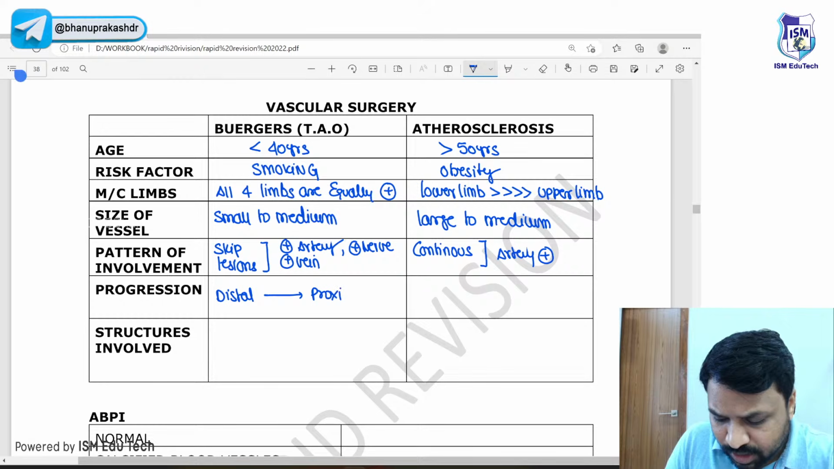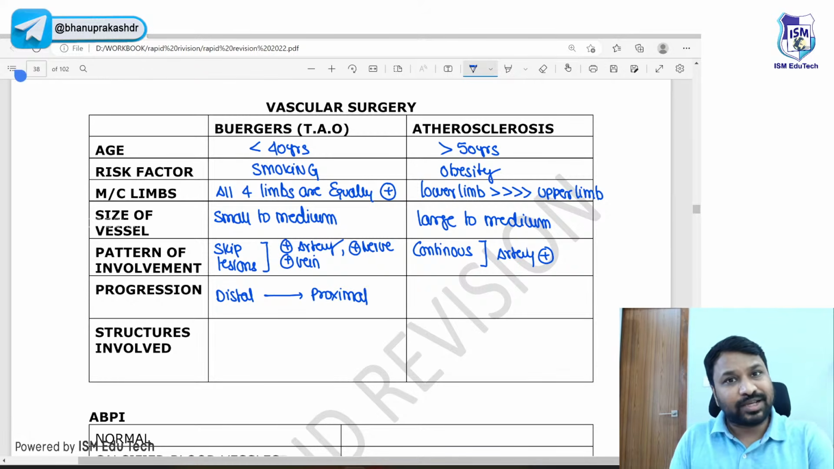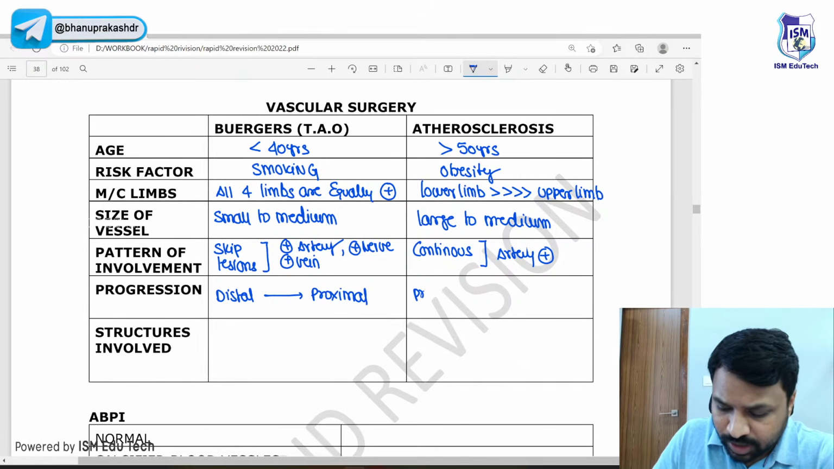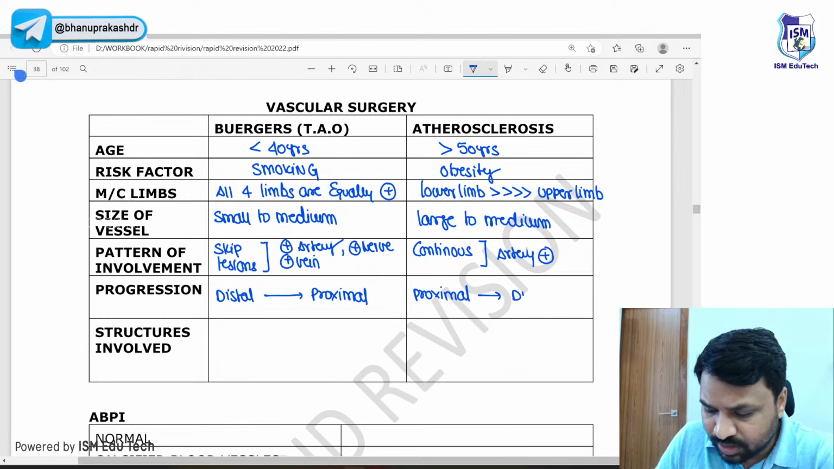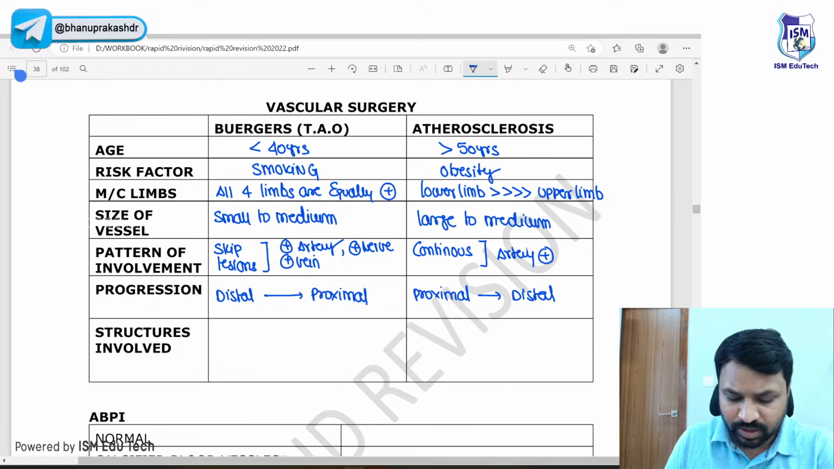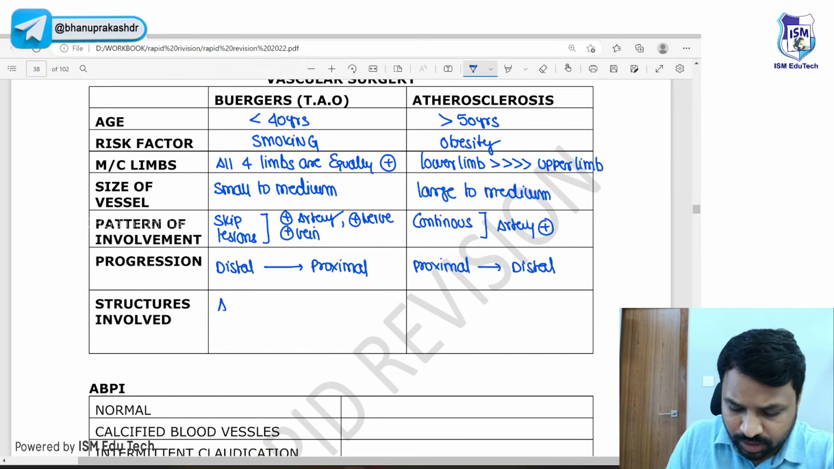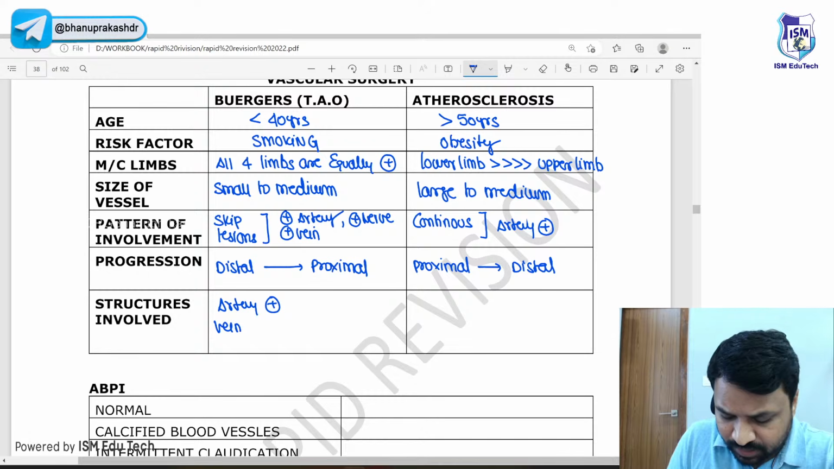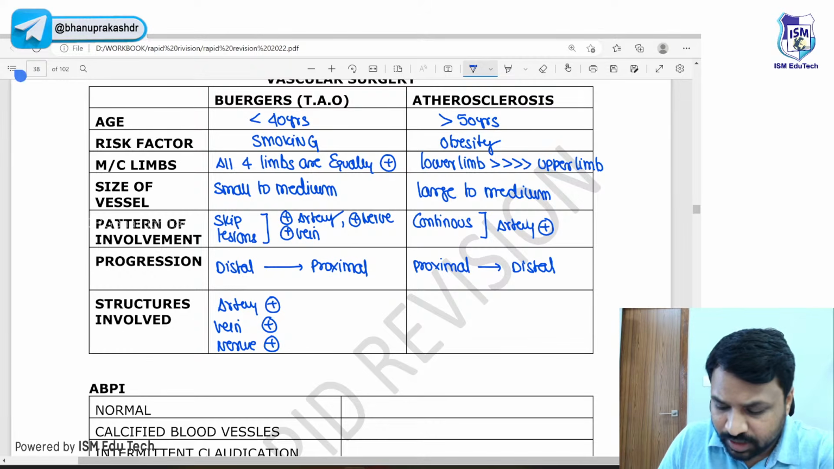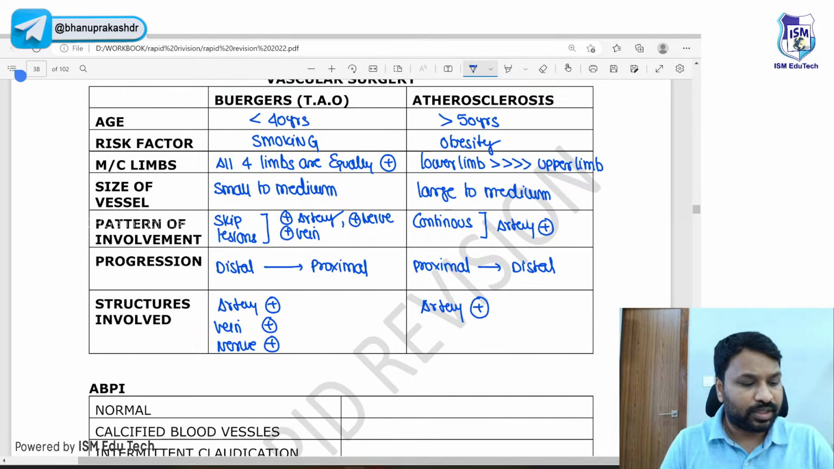So progression is from distal to proximal, that is from lower down towards the heart. Whereas in atherosclerosis, it is always proximal to distal end of the vessel. This is the progression that you will see, right? Now, as I told you, structures involved here: it will be involvement of artery. Here it is the vein that is involved as well as the nerve. Here it is only the artery that is involved.